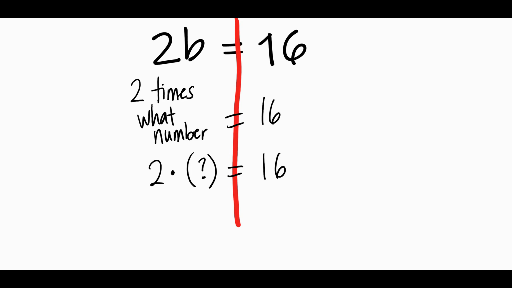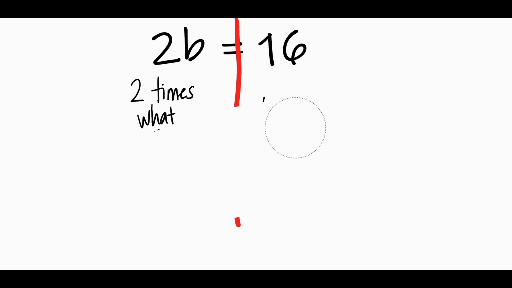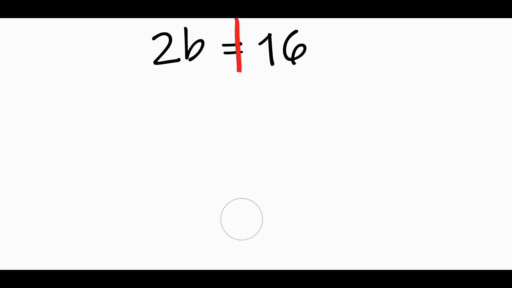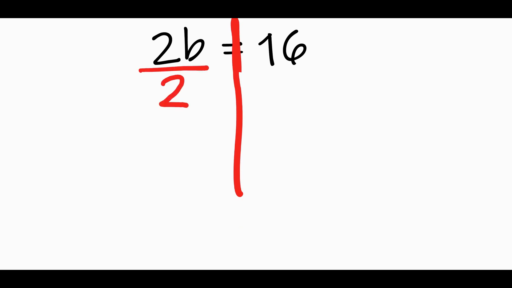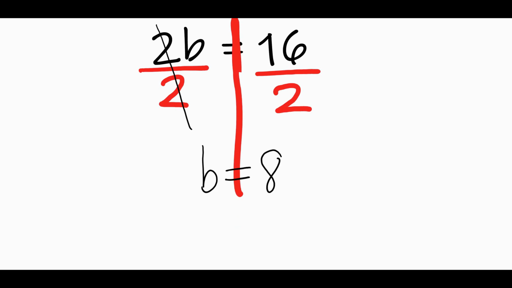I'm sure you already think of the answer, but the algebraic way that we do it is we ask ourselves, what are they doing to the b? They're multiplying by 2. The opposite of multiplying by 2 is dividing by 2. And when you do that, 2 divided by 2 is 1. 1b equals 16 divided by 2 is 8. So the answer is b equals 8.